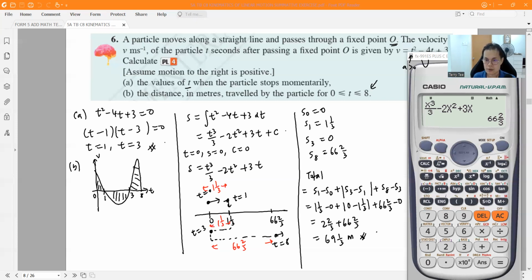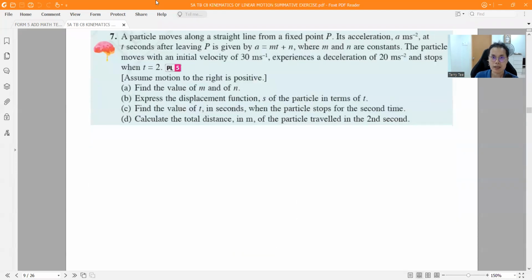Okay. All right. So let's move on to question number 7. Now, in this question, a particle moves along a straight line. You're given acceleration function a equals to mt plus n. Okay. Now, the particle moves with initial velocity of 30, experiencing a deceleration of 20. That means when t equals to 0, your a is minus 20.